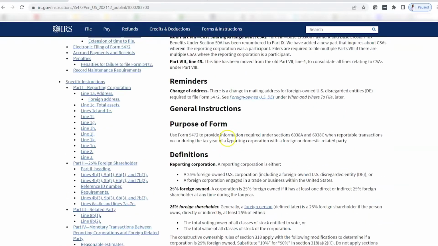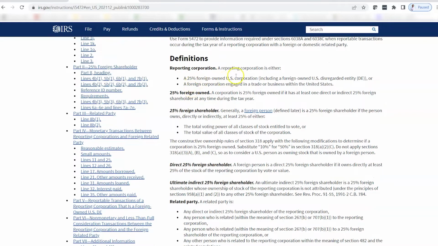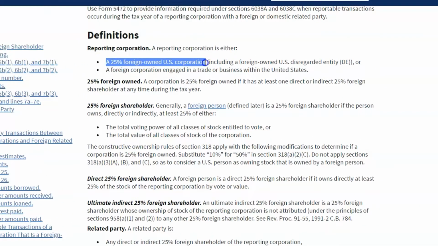So let's take a look at the definition of a reporting corporation. Over here, the IRS defines a reporting corporation as either a 25% owned U.S. corporation. If you have a U.S. corporation where a foreigner owns 25% or more, it's a reporting corporation. It could also be an LLC where a foreign person owns 25% or more and where the LLC has elected to be treated as a corporation.